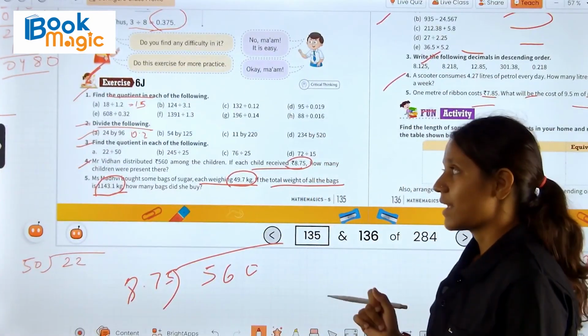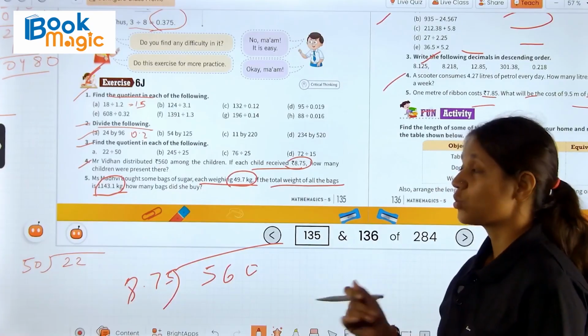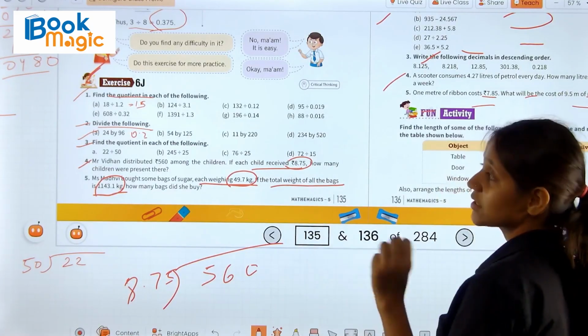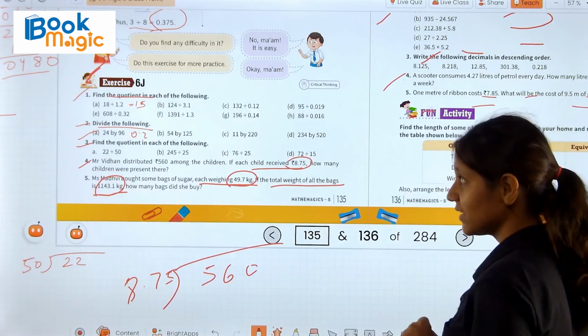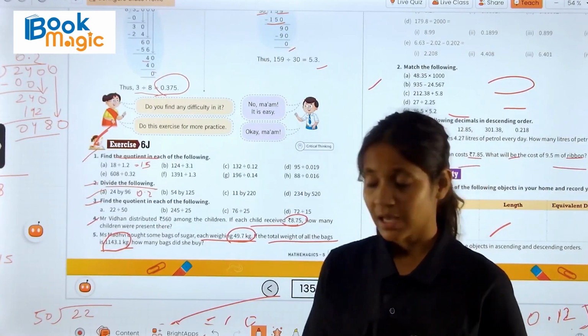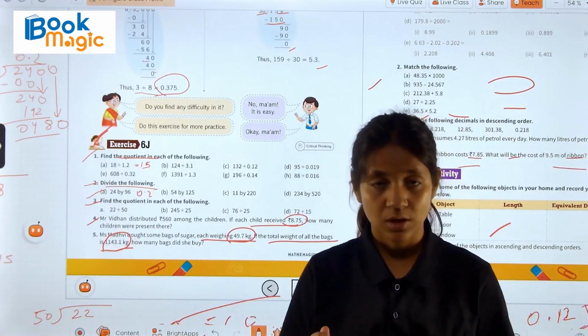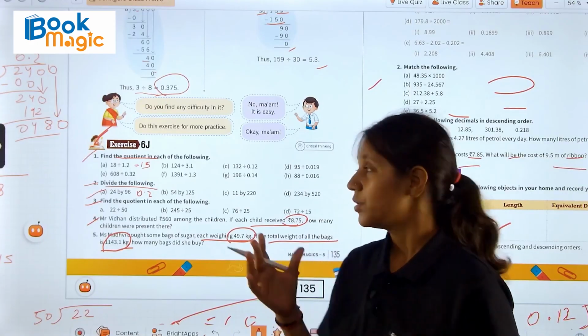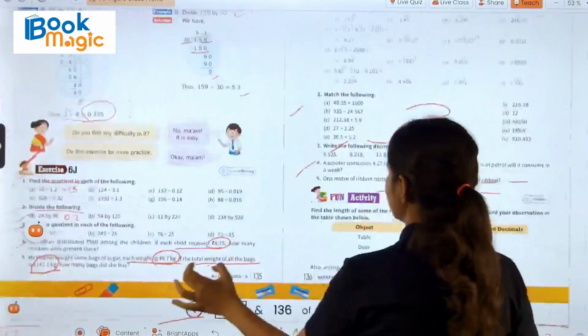this exercise 6J, totally based on division, and the many concepts which we learned here. So this is how you will do this exercise. Each and every question is totally based on division, and there are some word problems also. I hope each and every question is getting very clear to you and you are able to do the rest of the parts of each and every question.